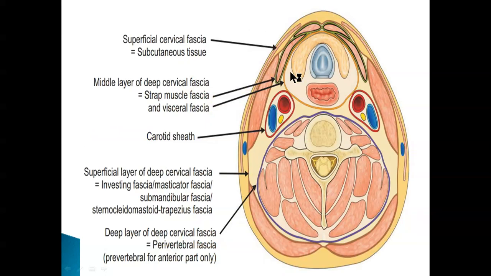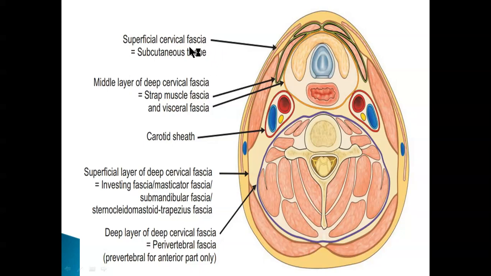Now, in this diagram, we can see we have the cross section of the neck. Here we can see the thyroid gland, here we have the trachea, and here we have the esophagus over here. Now, superficial fascia. Before superficial fascia, as we know, we have the skin. We already talked about the skin.